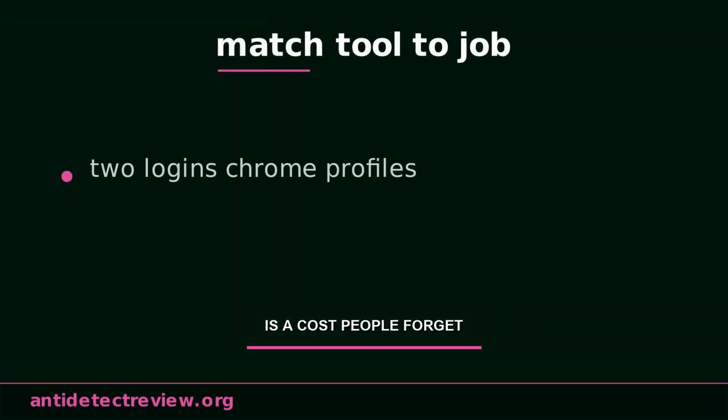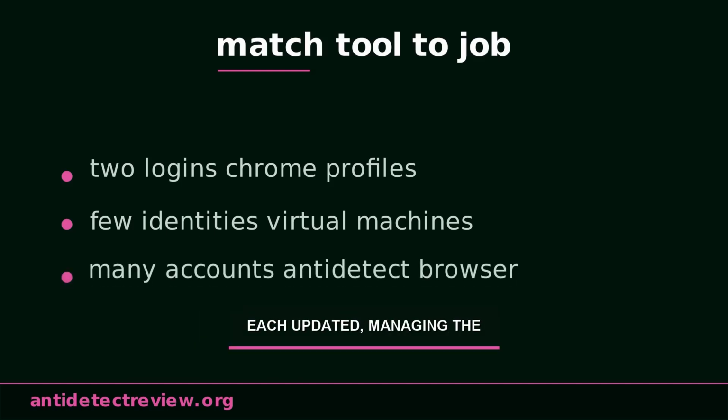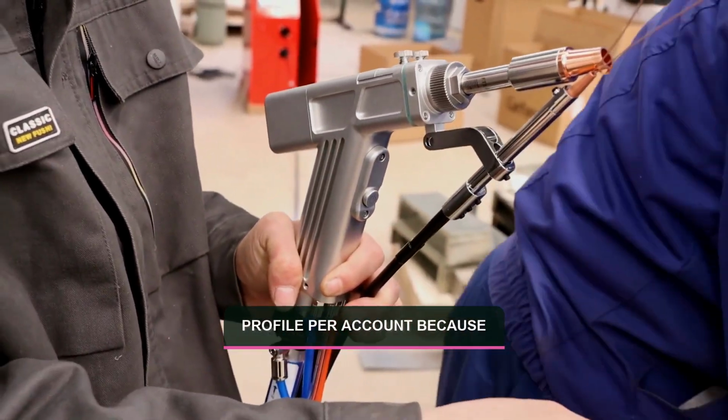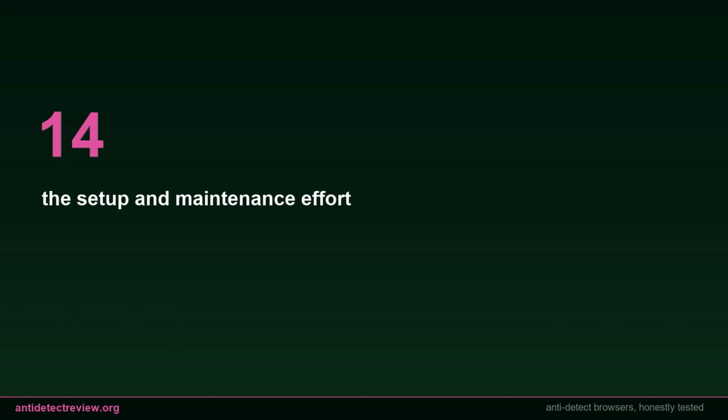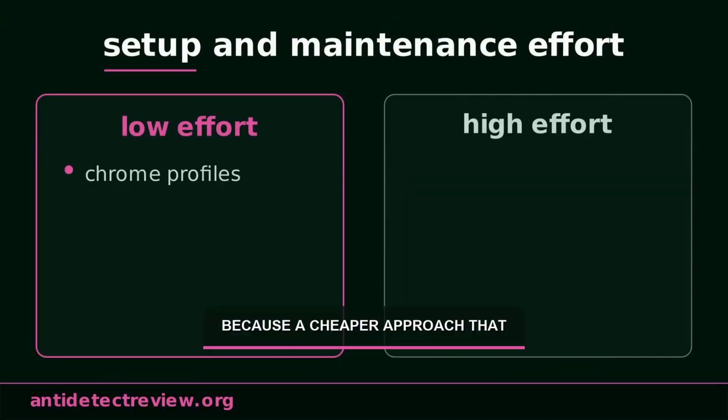The setup and maintenance effort. Effort is a cost people forget to count. Chrome profiles take almost no setup. You just create them, which is part of their appeal for casual use. Virtual machines take real effort, building each environment, keeping each updated, managing the resources, which adds up fast across several. Antidetect browsers sit in between. More setup than a Chrome profile per account because you configure fingerprints and proxies, but far less than standing up a whole operating system each time. And the management scales because it is one tool. Weigh the ongoing effort, not just the price, because a cheaper approach that eats your time is not actually cheaper.